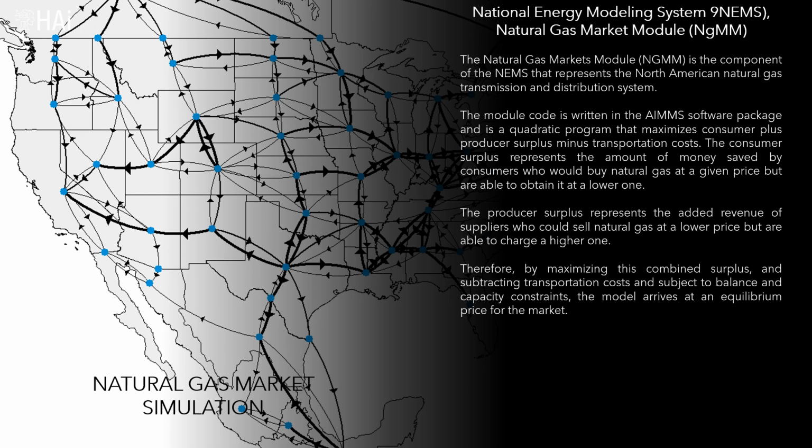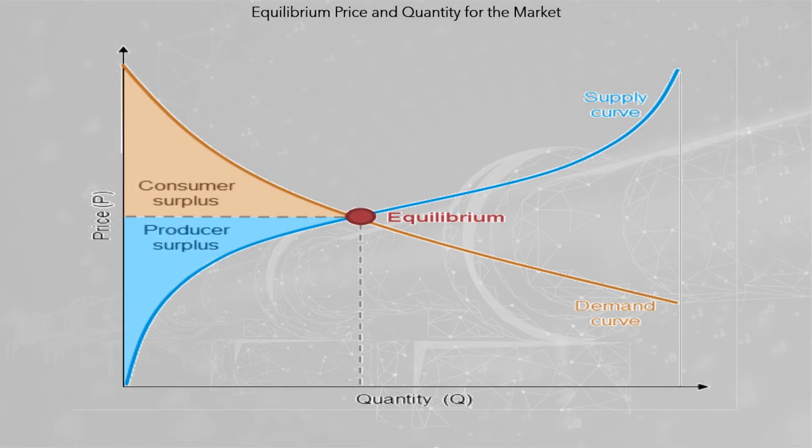The consumer surplus represents the amount of money saved by consumers, who would buy natural gas at a given price but are able to obtain it at a lower one. The producer surplus represents the added revenue of suppliers, who could sell natural gas at a lower price but are able to charge a higher one. Therefore, by maximizing this combined surplus, and subtracting transportation costs and subject to balance and capacity constraints, the model arrives at an equilibrium price for the market.